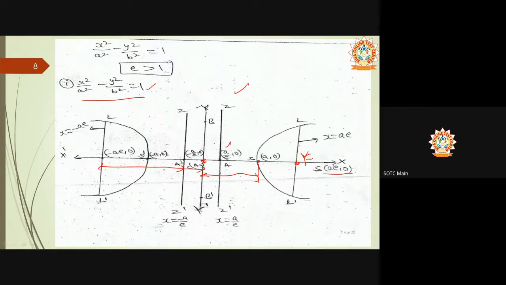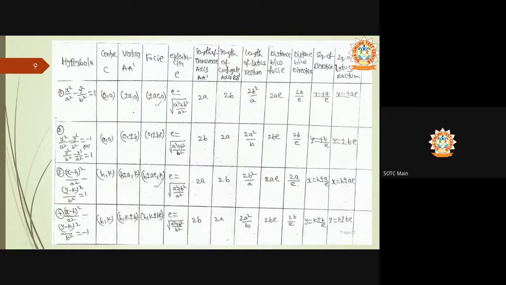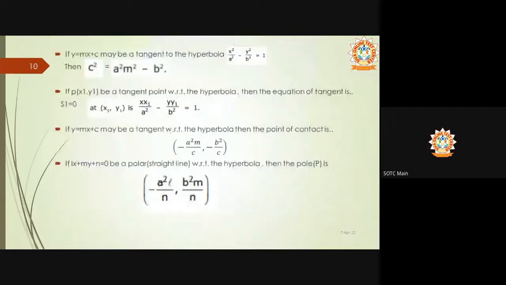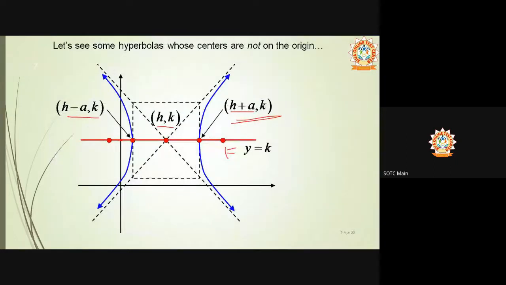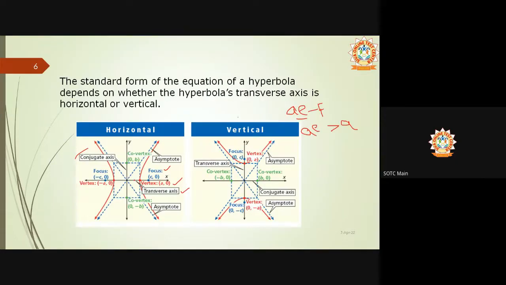Now a by e is smaller, because e is greater than 1, right? So this is your transverse axis, this is your conjugate axis. Now try to see the other way. Wait, we have another format.